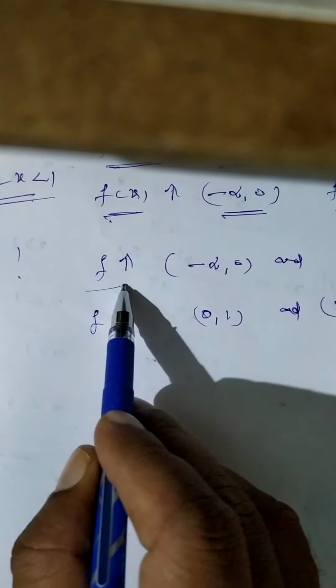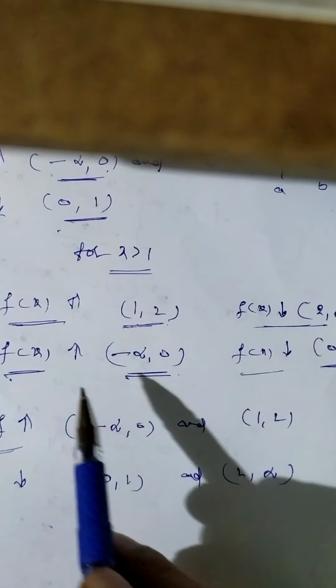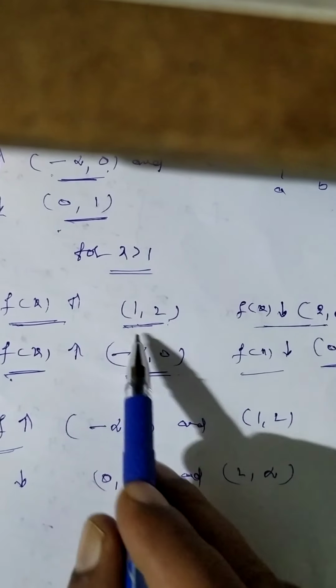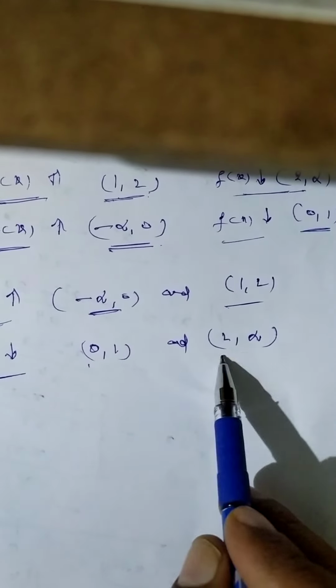Collectively, we can write that f of x increases in the intervals 1 to 2 and minus infinity to 0, and f of x decreases in the intervals 0 to 1 and 2 to infinity.